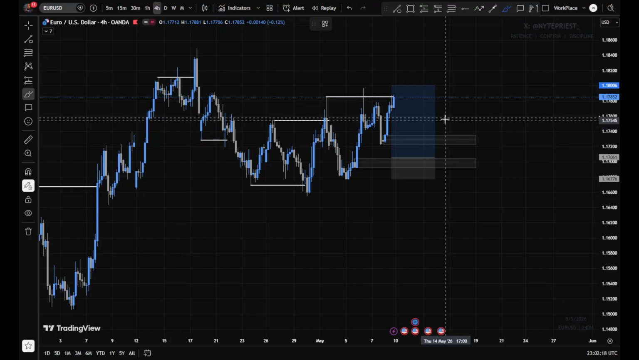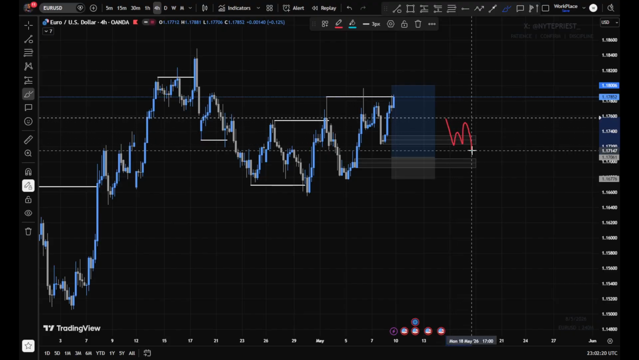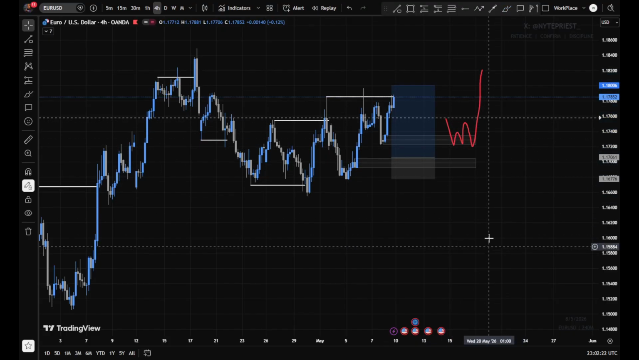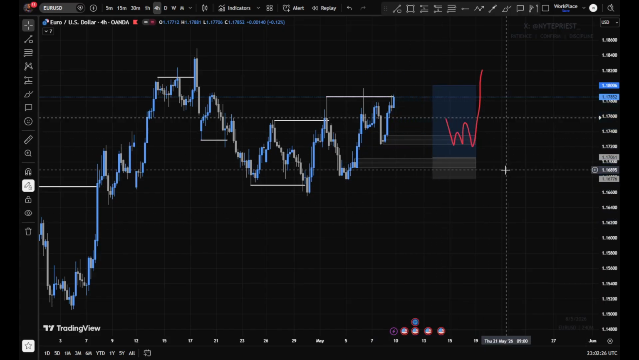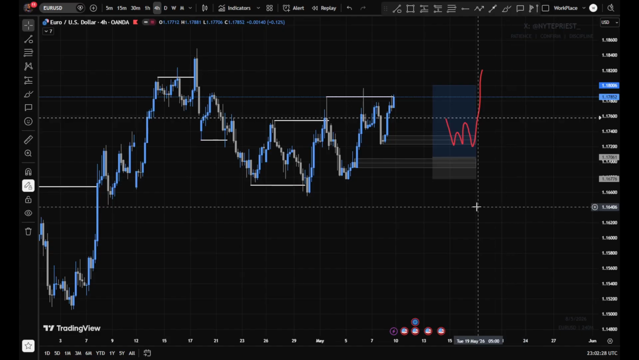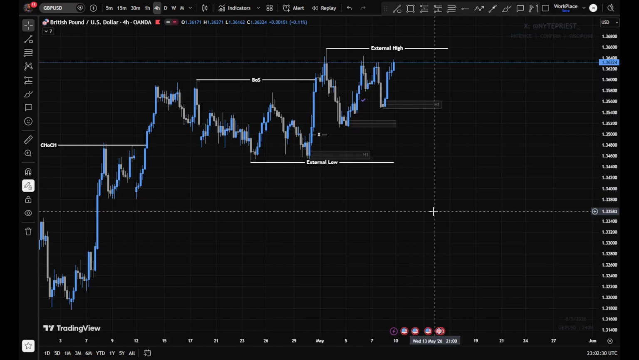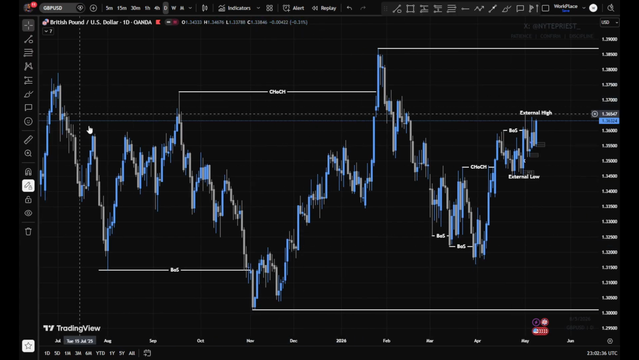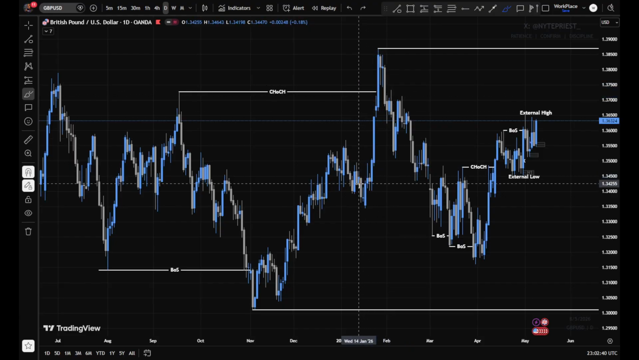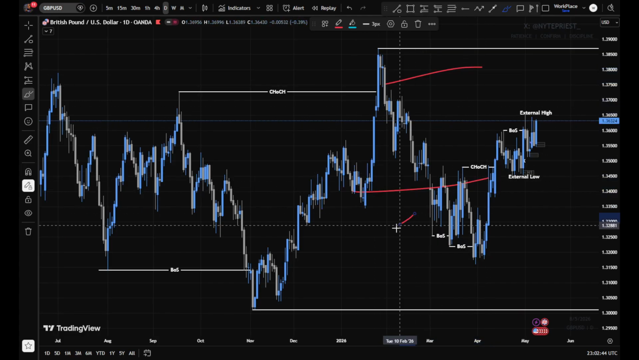Or we'll be having a change of character to the upside on the lower time frame and then we move up. All right. So this is my trade idea for the euro. And then for the pound on the daily time frame, we are bullish on the daily time frame with a closure here. Okay. So this is our trading range on the daily time frame.